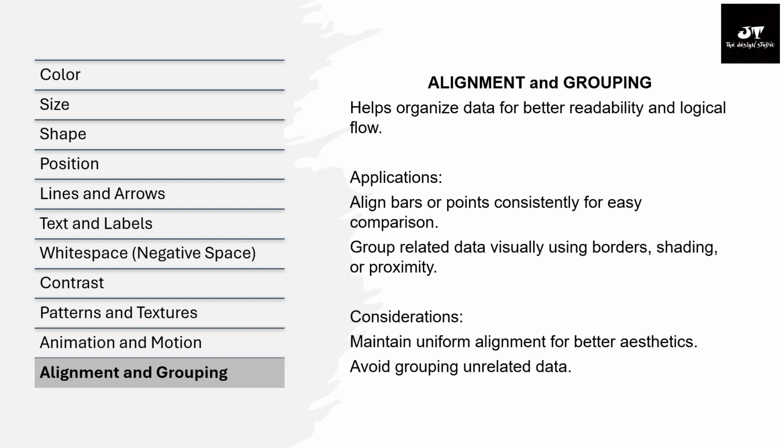And the last in the list is alignment and grouping. Alignment and grouping help organize data in a way that is logical and easy to follow. Proper alignment ensures that elements are placed consistently, making comparisons straightforward. For example, bars in a bar chart should align with the same baseline, and data points in a line chart should be positioned consistently on the X and Y axes.